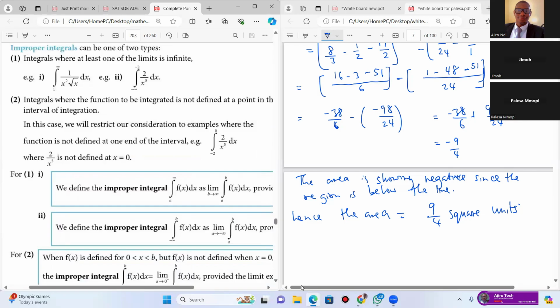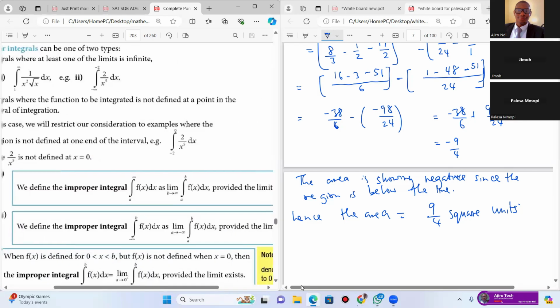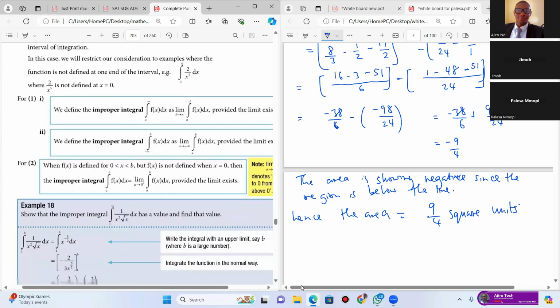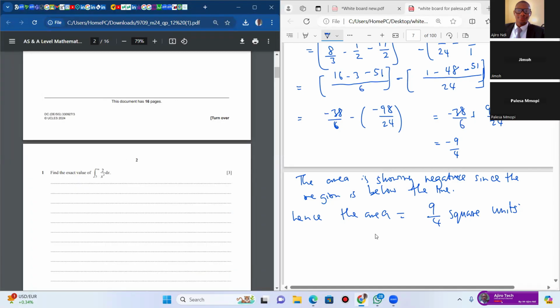Okay, let me see this. Even in the February/March 2024 paper, this year, they have the question. Let me check. February, March paper.